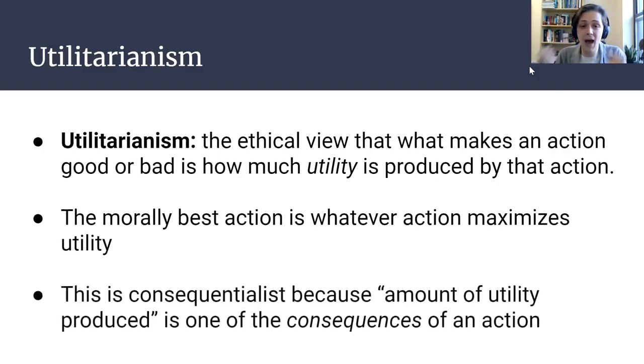So according to utilitarianism, the morally best action is whatever action maximizes utility. Right? And a morally bad action is an action that fails to maximize utility, or at least that reduces utility. So the less utility an action produces, the worse it is. And the more utility it destroys, if you reduce the total amount of utility, then the action was really bad. And this is consequentialist because it's focusing purely on outcomes.